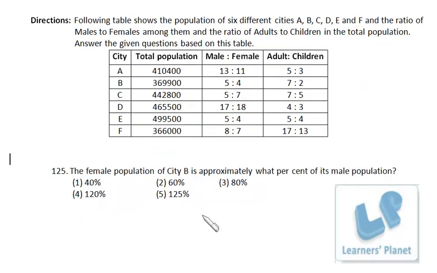Now what? Female population of city B is approximately what percent of its male population? City B, female is 4 and male is 5, right? So female is 4, male is 5. So the ratio of female is to male is 4 is to 5. That means females are 80% of males, right? No need to calculate this, no need to use this figure, right? So you can see some of the questions are taking much time and some of the questions are taking hardly 5 to 10 seconds, right? So overall 5 questions can be done in less than 5 minutes. Okay, so here in this case the answer is 80%.